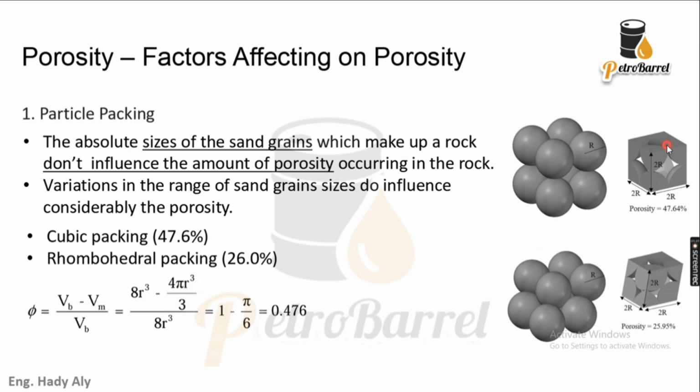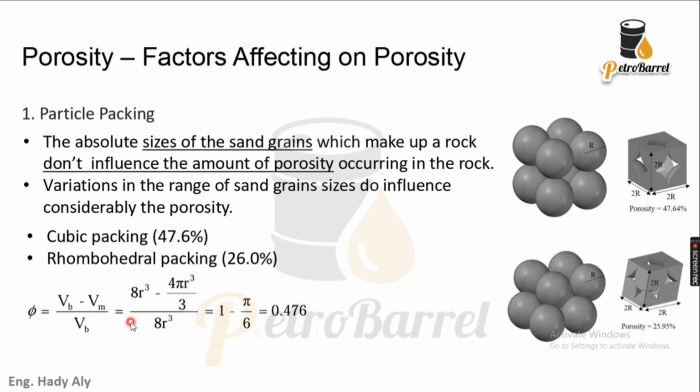Why? Because in this section I see each sphere contributes 1/8 of its volume. So 1/8 multiplied by 8, which is the number of these sand grains, gives me 1, which is the volume of one complete sphere. And based on the rules we studied before in mathematics, the volume of a sphere equals 4/3 multiplied by πr³. So based on this, we have around 47.6% as the porosity of cubic packing.